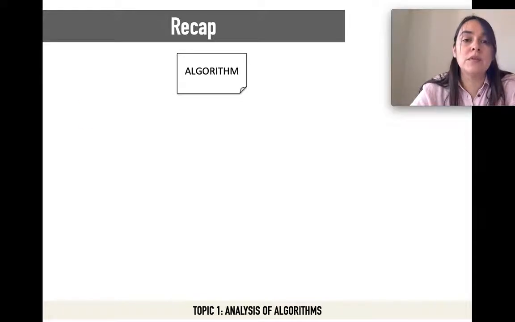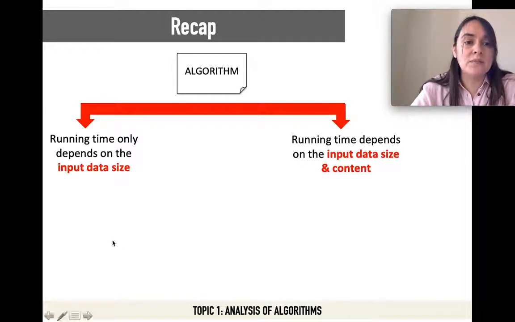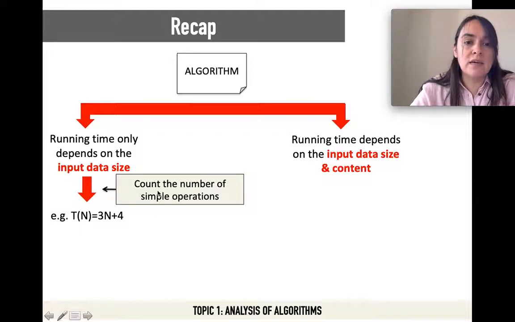of algorithms. One type is the one where the running time or the memory space only depends on the input data size. But there's another type of algorithms where the running time or the memory space depend on the input data size, but not only on the input data size, but also on the content. In the first case, basically what we did is counting the number of operations and obtain a function of the running time or the memory space.